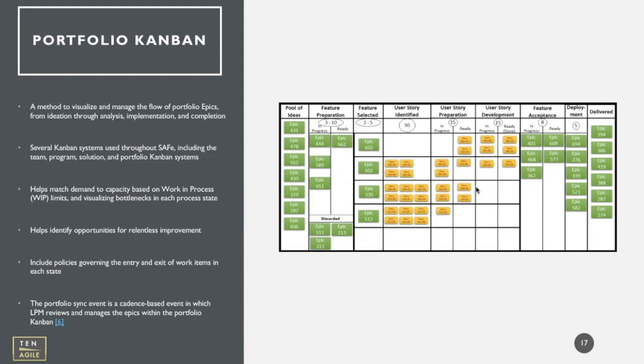And the portfolio sync is a cadence-based event in which LPM reviews and manages the epics within the portfolio Kanban. So the Kanban is looked at in the portfolio sync meetings, which happen at regular intervals, maybe every 2 weeks or 3 weeks. And the progress is again seen by the portfolio management team in these meetings. So this is how your portfolio Kanban is defined, and this is the importance of portfolio Kanban.